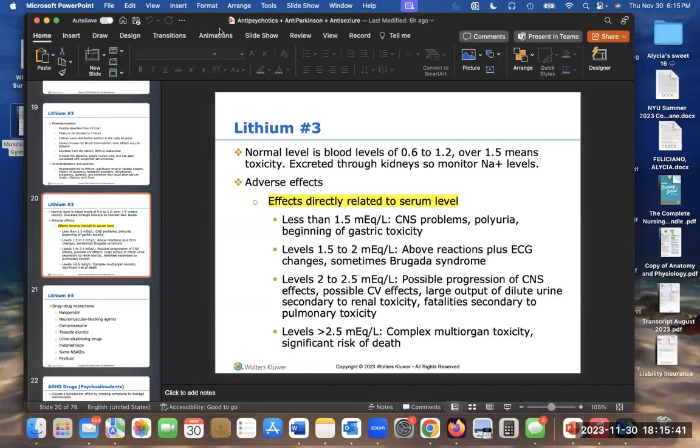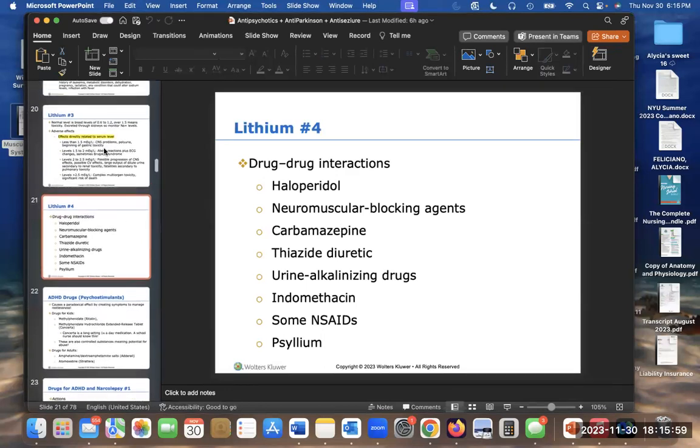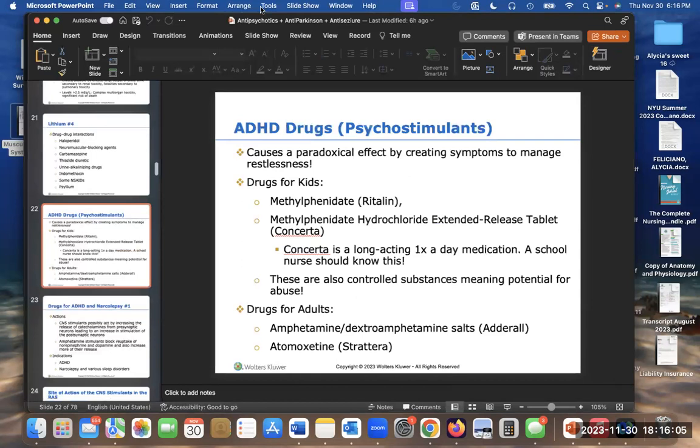So what do we educate our patient? If they're taking lithium, they must monitor their blood levels very frequently. They must get their blood drawn a lot, because if this drug is not in the therapeutic range, it can be lethal. Lithium interacts with a lot of things like haloperidol and neuromuscular blocking agents, but like I said, the primary thing I want you to focus on is what I spoke about before. And these are just some of the other drugs that it can interact with.